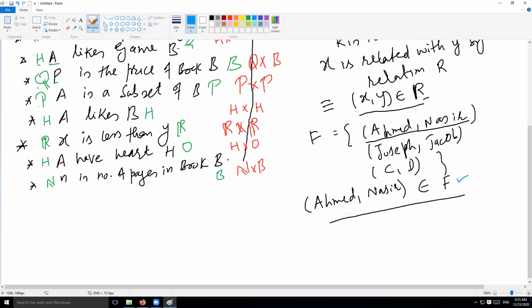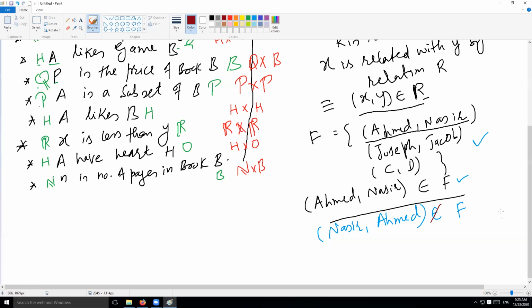By the way, can I say that Nasir comma Ahmed belongs to F, keeping in view this description of F? No, sir. What would be the meaning of this? The meaning would be that Nasir is the father of Ahmed, and that's not true. Nasir is not the father of Ahmed. Ahmed is the father of Nasir actually. Are you getting the point?